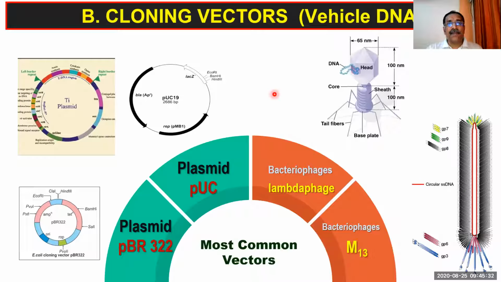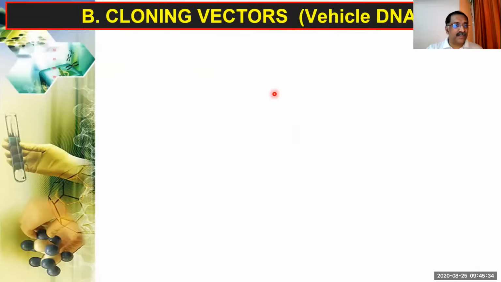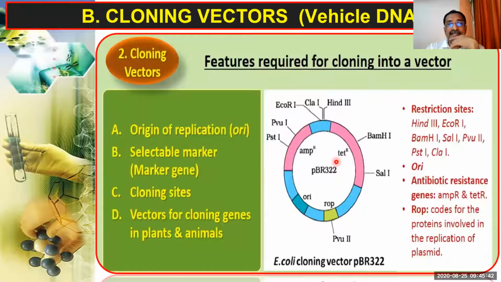Now we go to the next part. A plasmid has certain features. Any plasmid you look at should have certain features for using as a vehicle, or as a cloning vector. So what features should they have? We can say there are some 3-4 features written over there.